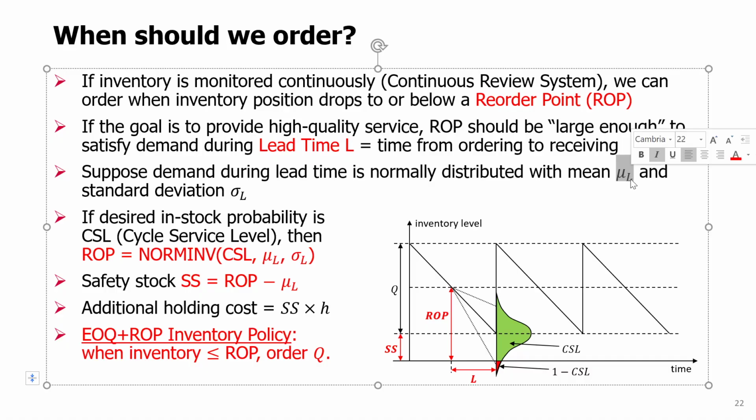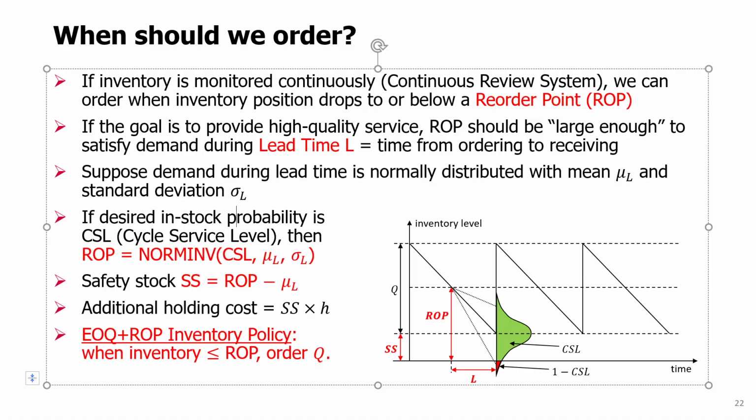Of course, mu L will be related to R, but it will be expressed in terms of the demand during lead time, not per week or per year, but per lead time, whatever that lead time is. So if we're given this, we can calculate the reorder point based, for example, on the in-stock probability that we desire. So the idea is the following: I think this is our normal distribution we're considering. Now remember, normal distribution, right? It goes from minus infinity to plus infinity.